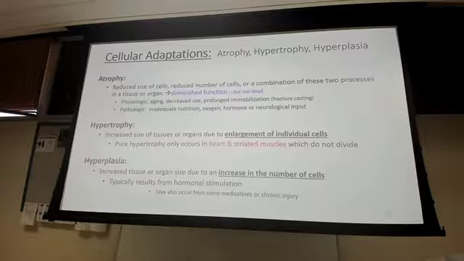Then you've got hyperplasia. All this means is that there's an increased number of cells. So it's not like cancer where you have an increased number of cells. This is just some type of stimulus occurs. So for example, when women have their menstrual cycle, they get this estrogen and progesterone influx that causes the inside of their endometrium, the inside of their uterus, to expand to get ready for pregnancy.